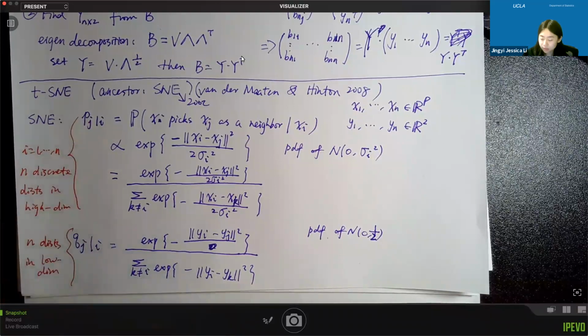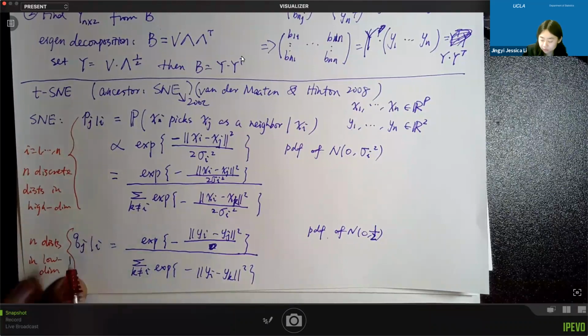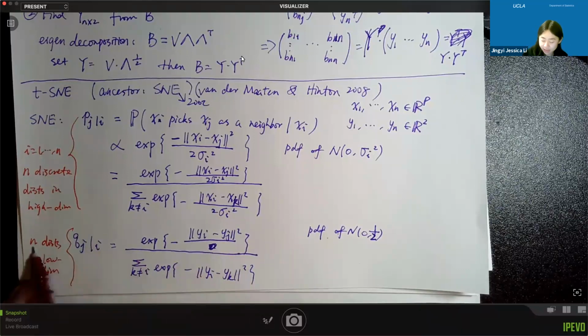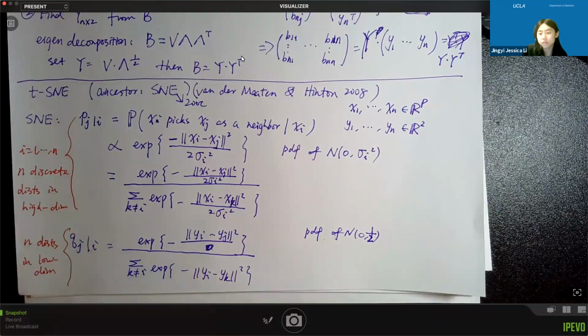And in that process, because Q can be determined by y_i and y_j, we can change the optimization problem to finding y_1 to y_n such that these n Q distributions are close to these n P distributions. In machine learning, almost every problem is ultimately written as a loss function, and that will be our loss function. So when we come back next time, we'll finish SNE and we'll finish t-SNE so that you will understand better what it's actually doing.